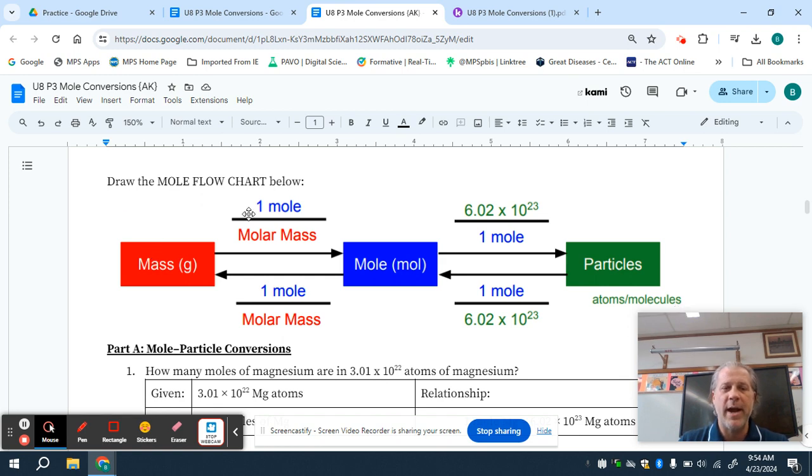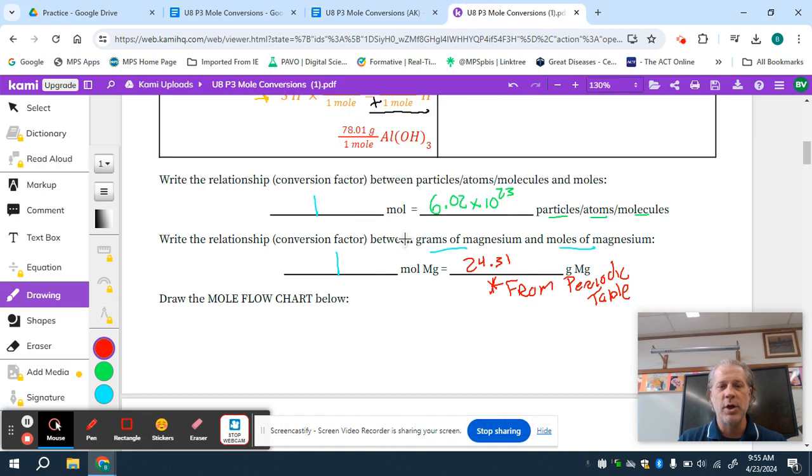So if we're going to go from mass to mole, we would use this math here. If we're going to go from mole to particles, we would use this math here. I'm going to talk a little bit more about this in the next video. But that was some hints on how to work through the first page. And so I'll start another video for the next page.